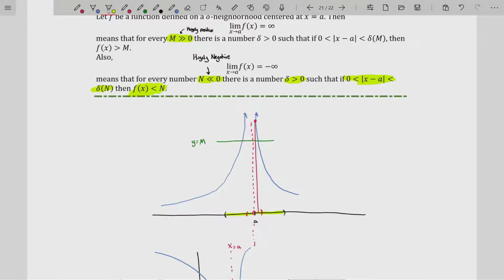Now, to illustrate this idea, we're going to actually just take our time, just like we did with the precise definition of a finite limit at a finite point. We're going to take our time building this. It won't take too long, honestly, but just a little bit of time.